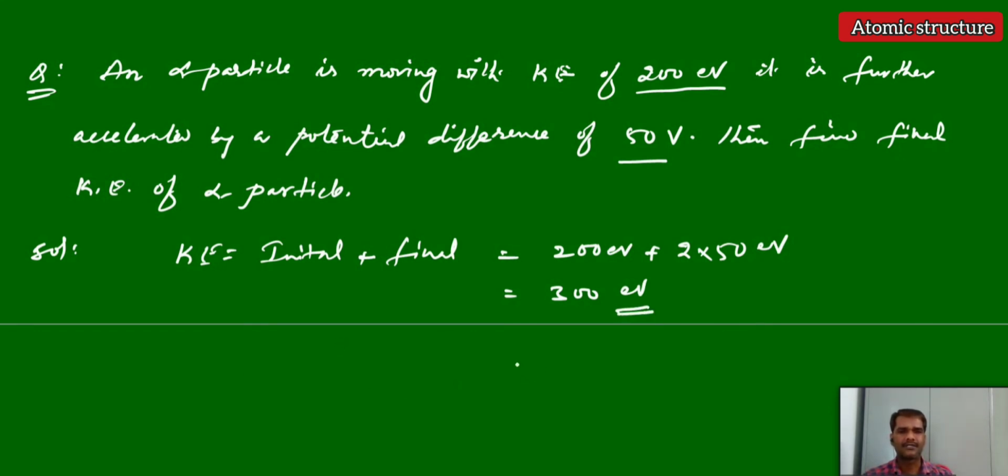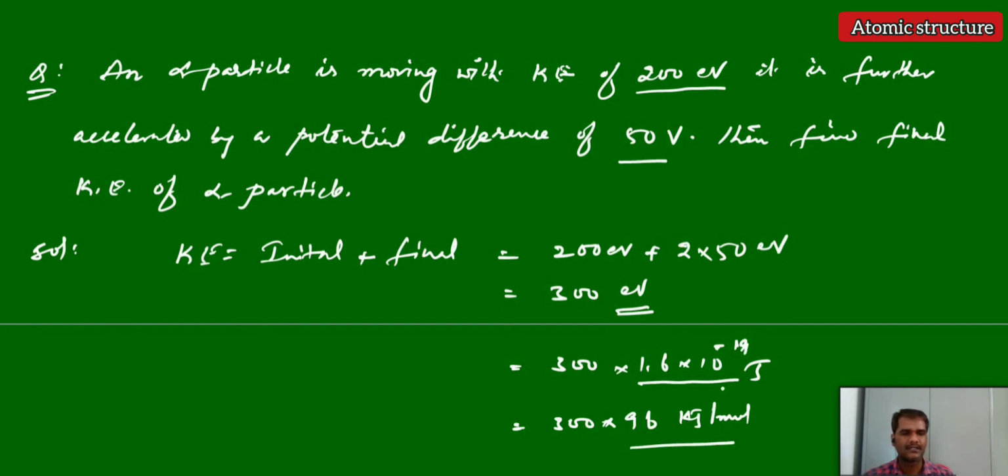If they ask the question in terms of joules, then you have to convert 300. 1 electron volt is nothing but 1.6 into 10 power minus 19 joules. Or if they ask it in terms of kilojoule per mole, then we do 300 into 96 kilojoule per mole. These are the conversion factors: 1 electron volt equals this much joule or this much kilojoule per mole.